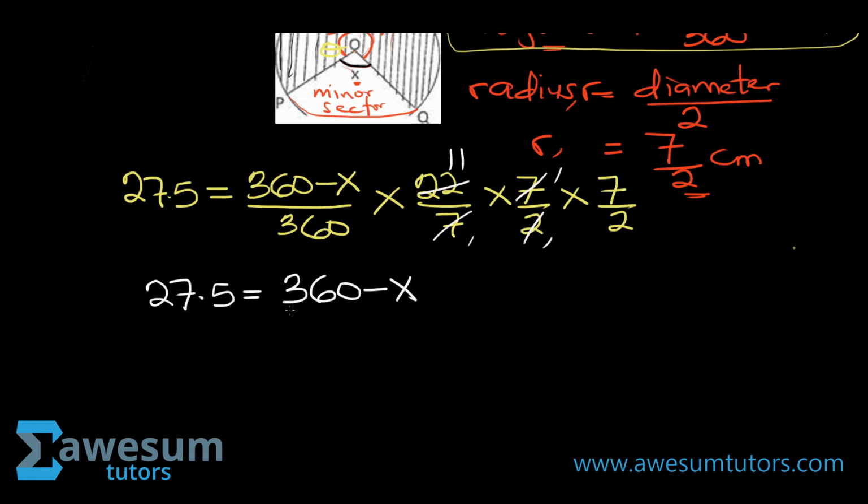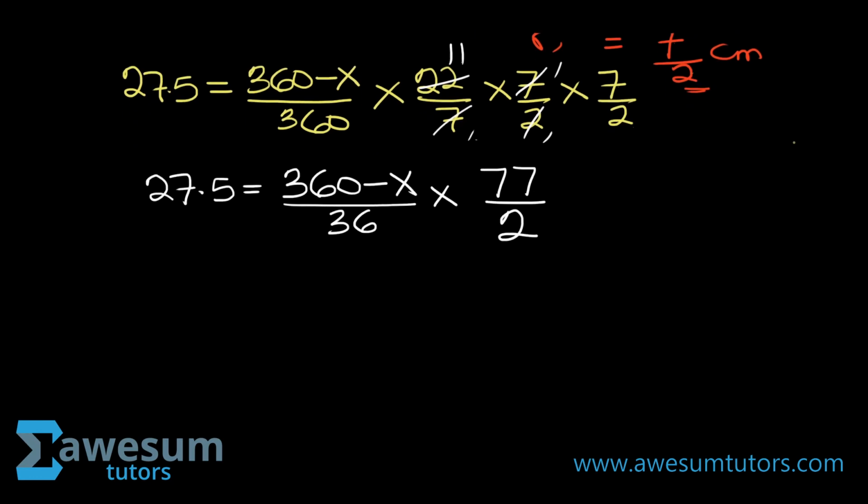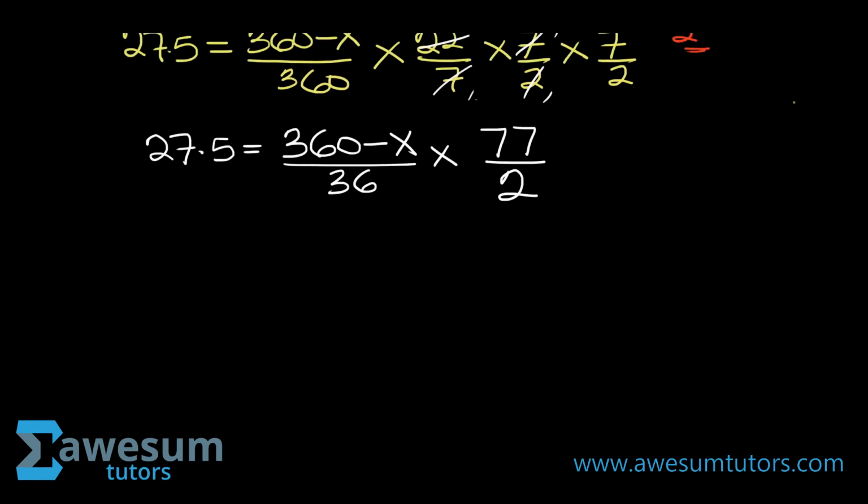Take notes. Over 360, okay, times, now what do we have left here? 11 times 1 is 11. 11 times 7 is 77, okay, over 1 times 1 is 1, times 2 is 2. So we have that, okay. Now let us go ahead to continue to simplify. Take note that this is 360 minus x, okay.